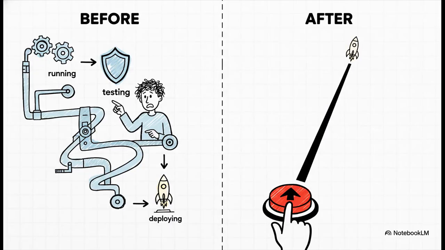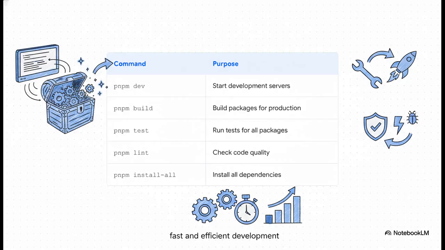Okay, so having all this code is one thing, but running it, testing it, and getting it ready for the real world, that's something else entirely. Developers, they don't want to perform dozens of complicated steps by hand every single time. So what do they do? They create shortcuts. And these are basically the magic words. A developer uses a tool, in this case it's called PNPM, to run these simple commands. Instead of some long convoluted process, they just type PNPM dev, hit enter, and boom, the application starts up on their computer. Want to check for errors? Just type PNPM test. The big takeaway here is that these simple commands automate really complex tasks, and that makes the whole development process fast and way more efficient.